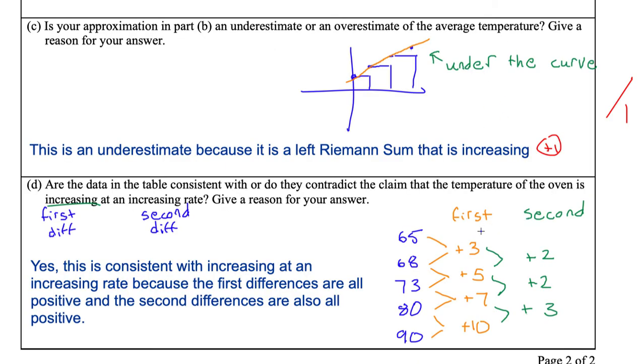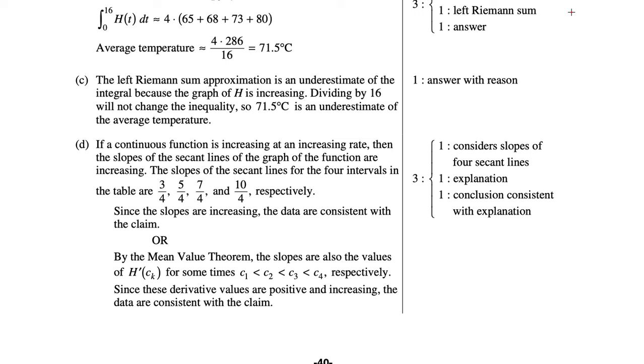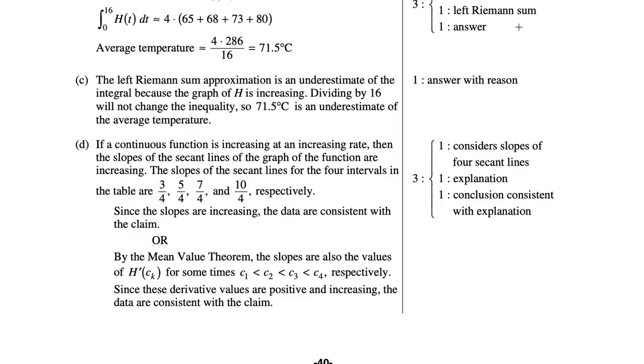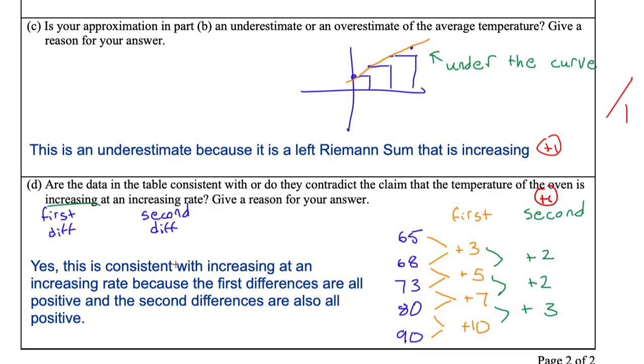So consider the slopes of the secant line. If you somehow looked at the first differences, you're giving yourself 1 point. That's what they mean by the slopes of those differences. Oh no, slopes of the secant line. So they're actually coming back here. They're talking about the second differences here. So if you somehow talked about the second differences, you can give yourself a point. Then explanation and conclusion is consistent with explanation. Now, that's an interesting way of scoring it. So yes, there's our explanation. We said yes, it is consistent. And why does it match up? Well, because the first differences are positive and the second differences are all positive. So once I start talking about this stuff, I think that's where the second point comes in. So that's going to be out of 3 points.